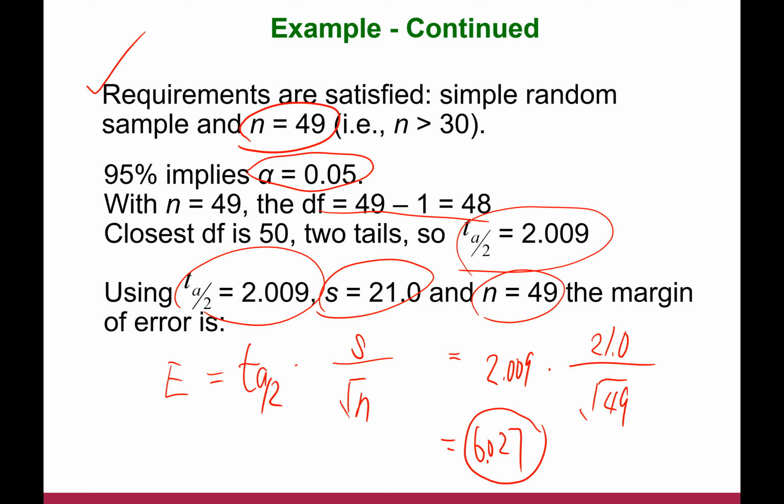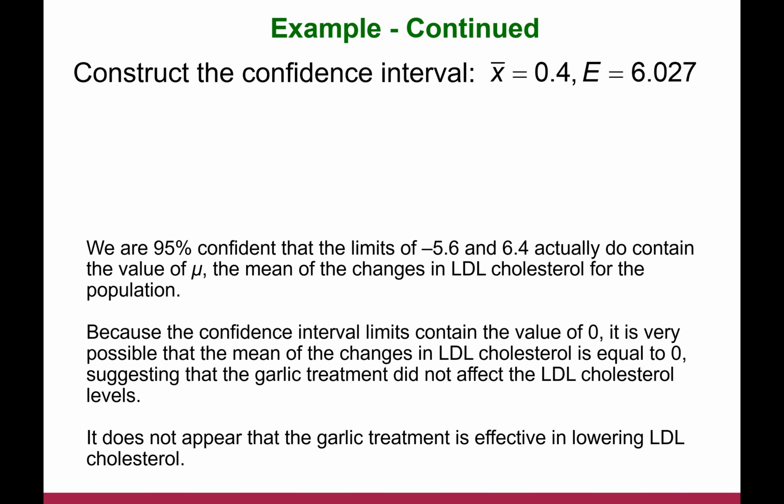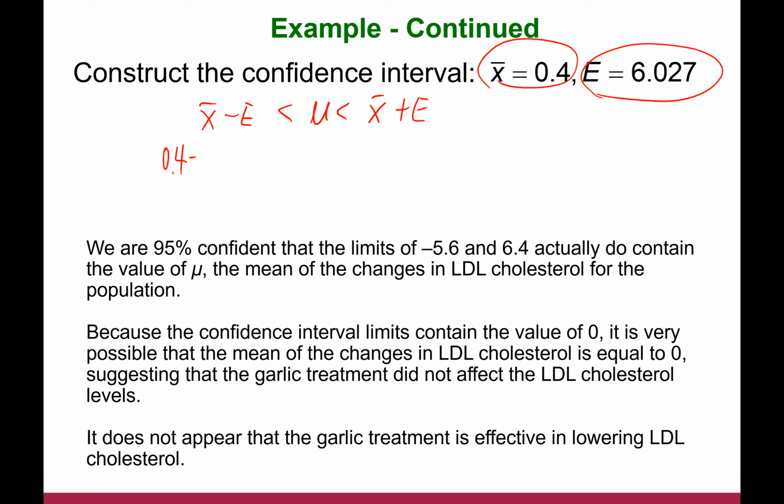We don't have to round it. And again, it's also 3 significant digits right here. So we know the margin error. Now using the sample mean and margin error, you can find the lower limit and the upper limit, constructing the confidence interval. So 0.4 minus 6.027, that's the lower limit. The upper limit is 0.4 plus 6.027.